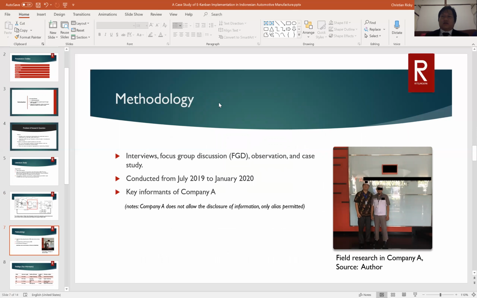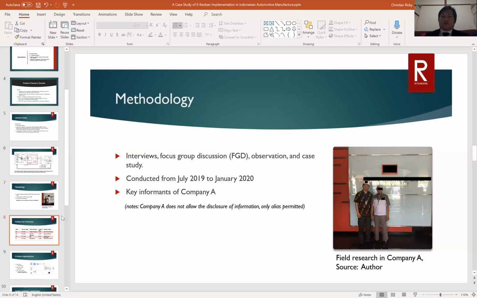We do the methodology by doing interviews, focus group discussion, observation, and case study. This study is conducted from July 2019 to January 2020. There are key informants of a company. We call it company A. Company A allowed us to do the research and the investigation of E-Kanban itself.